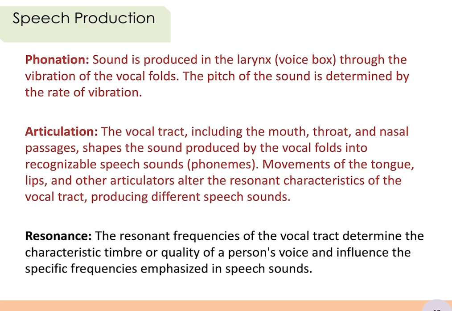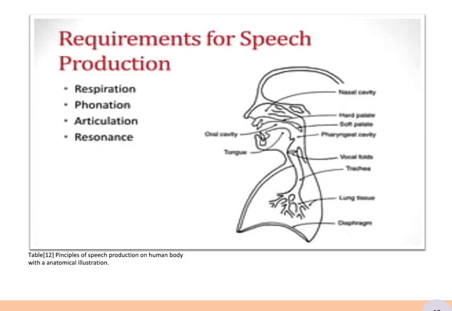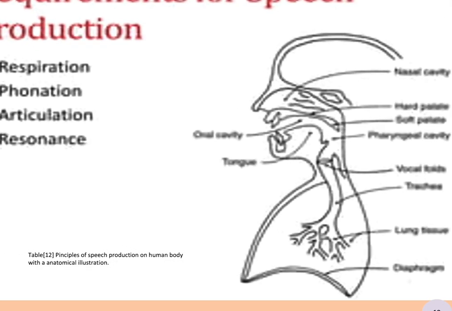recognizable speech sounds, phonemes. Movements of the tongue, lips, and other articulators alter the resonant characteristics of the vocal tract, producing different speech sounds. Resonance: the resonant frequencies of the vocal tract determine the characteristics, timbre, or quality of a person's voice and influence the specific frequencies emphasized in speech sounds. Requirements for speech production: respiration, phonation, articulation, resonance.